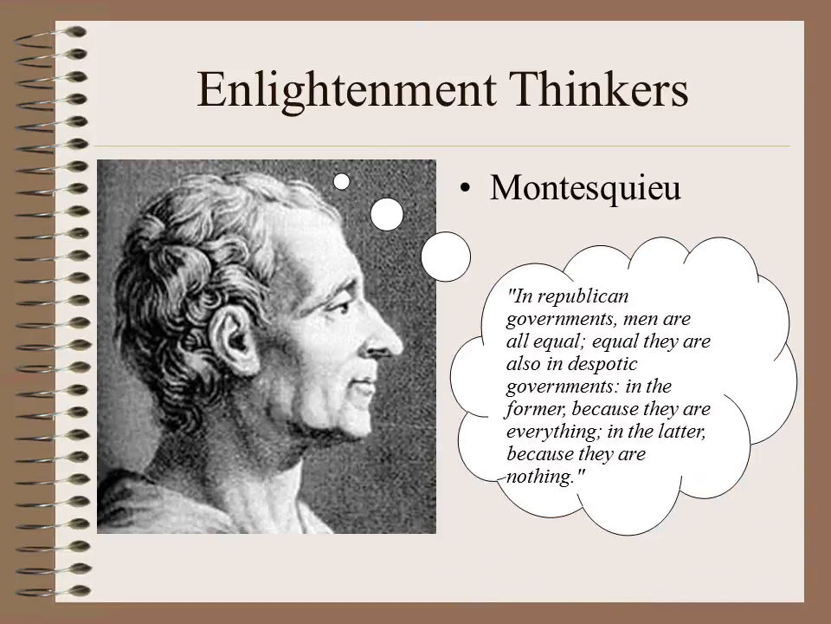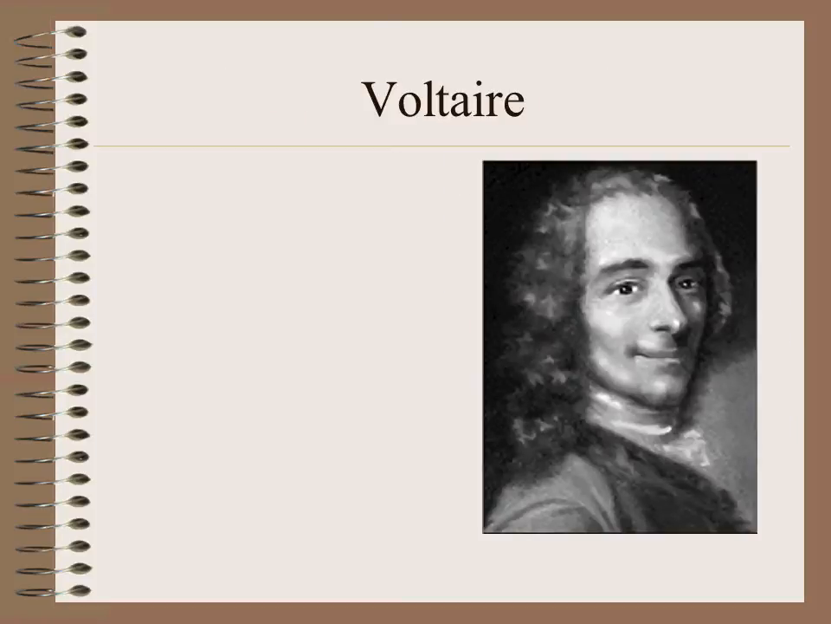So, quote from Montesquieu: "In republican governments, men are all equal. Equal they are also in despotic governments, in the former because they are everything, in the latter because they are nothing." So, showing the equality of men in a republican government, which is essentially a democratic type of government, men get to be treated as equals because they get to make the rules. In an absolute monarchy, they are equals because they are all basically under the foot of the absolute monarch.